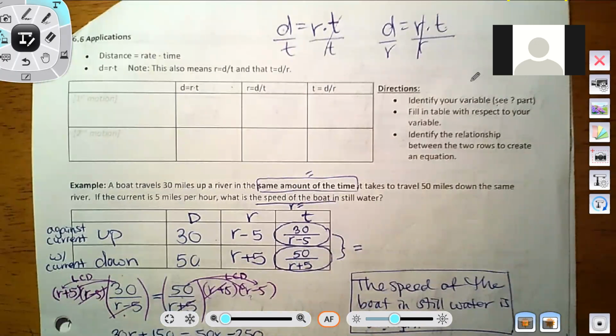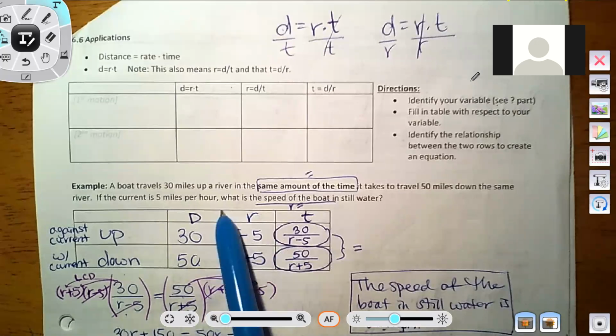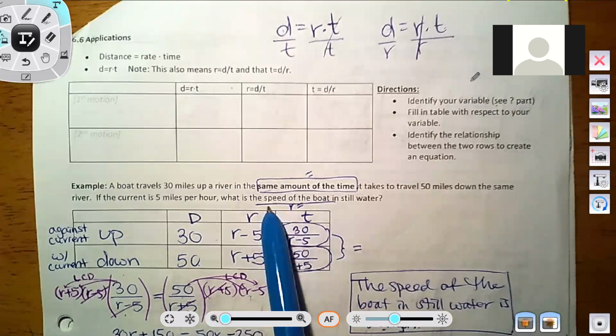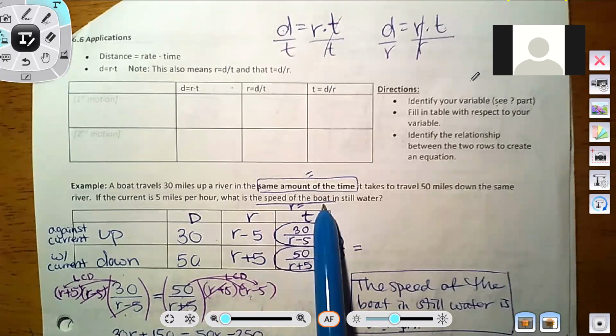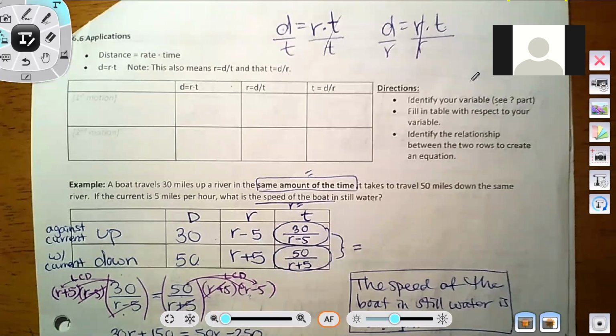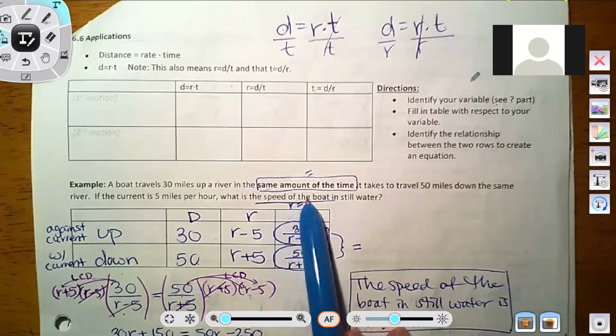So identify what your variable is for word problems. And that comes from the question part. So it says, what is the speed of the boat in still water for this example? So your variable would be representing the speed of the boat in still water. And you can use any variable you want, like X is pretty typical. With word problems, I typically use letters like R for a rate, or, you know, you saw me using D for dimes and N for nickels, like something that represents that. So I use R because the speed is a rate.